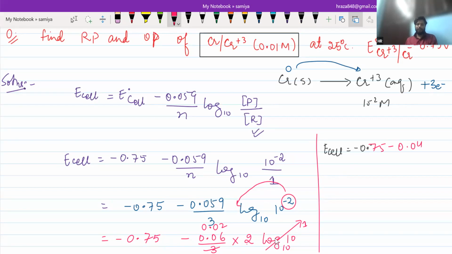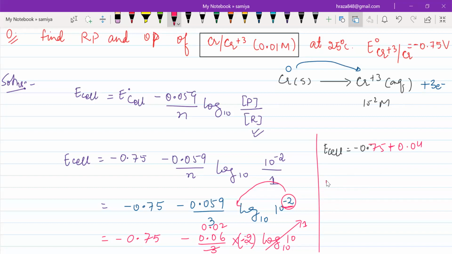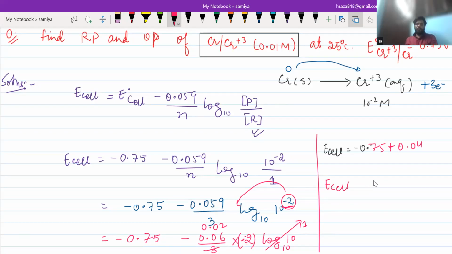Again, you can see this will be negative because the power is negative. So if it is multiplied by this, it will be positive. Yes or no? Please let me know. Yes, sir. So E cell will be equal to, if you subtract it, what will you get? Tell me. You can solve it, no? 0.71, I think. So this is the answer.